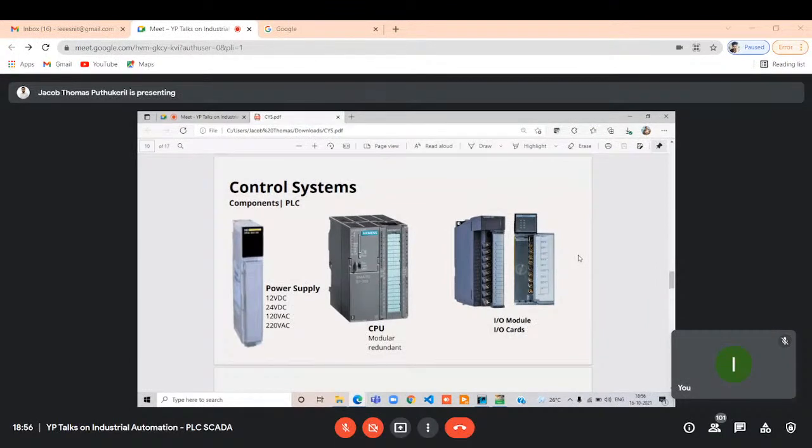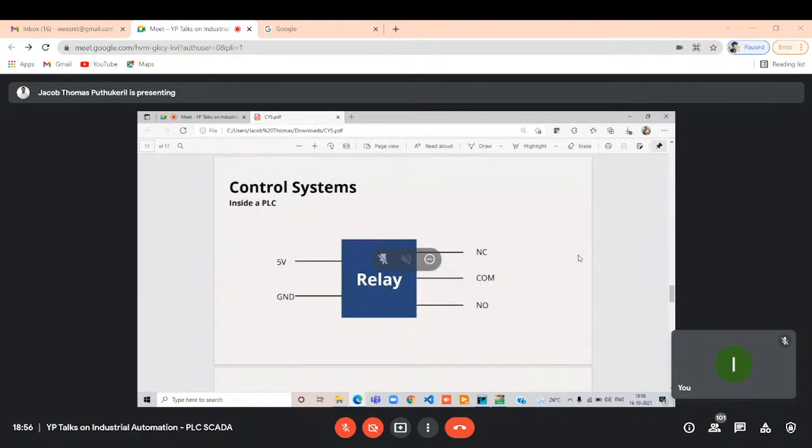From that we are also able to recognize which country of origin the actual PLC system is from. So that is also information that I have to get. Now, what is inside a PLC? This is the other factor that you have to consider.